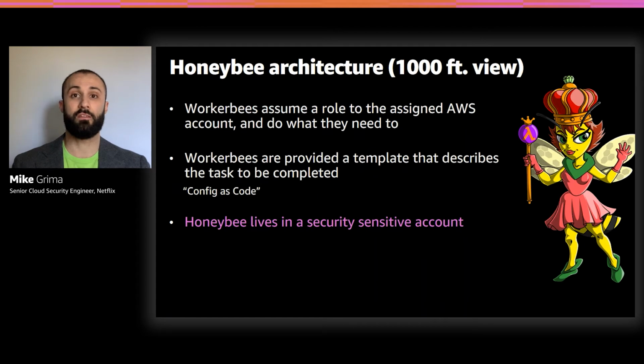Once the worker bee runs, and there's thousands of worker bees that run at any given time, the worker bee is able to assume an IAM role in the target AWS account, and then from there, the worker bee takes the template and implements it. So this is a way that we can implement config as code, but for our entire infrastructure at a time.